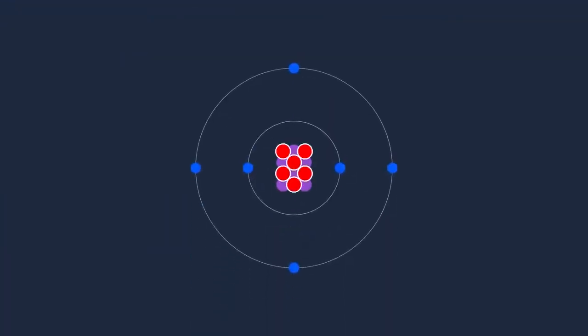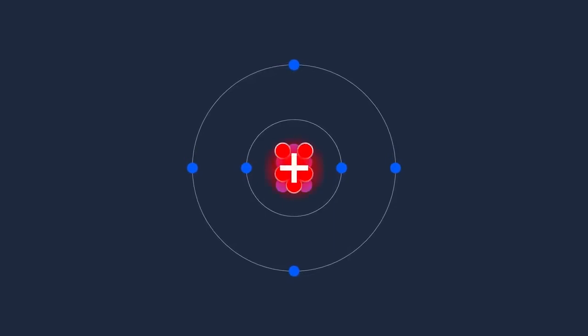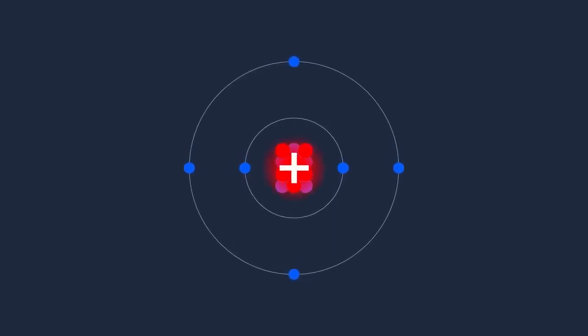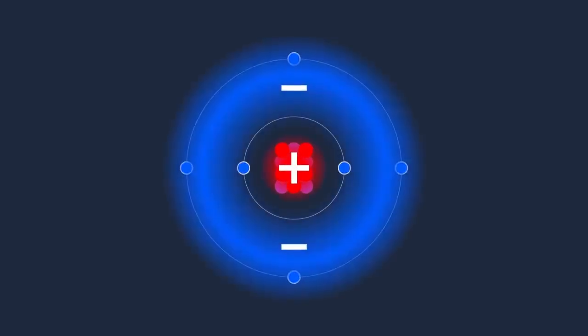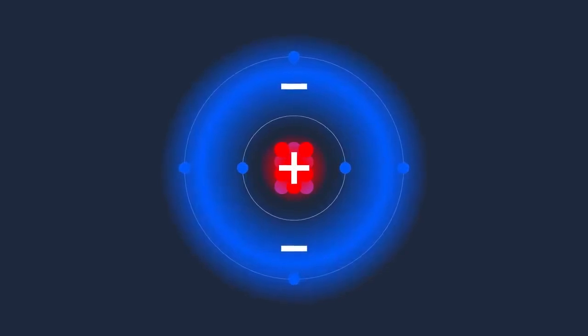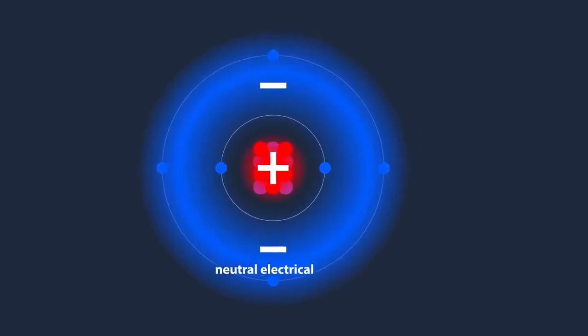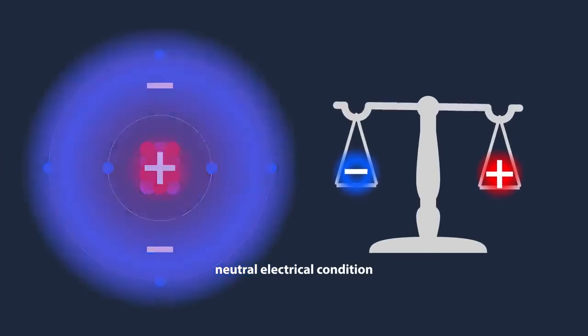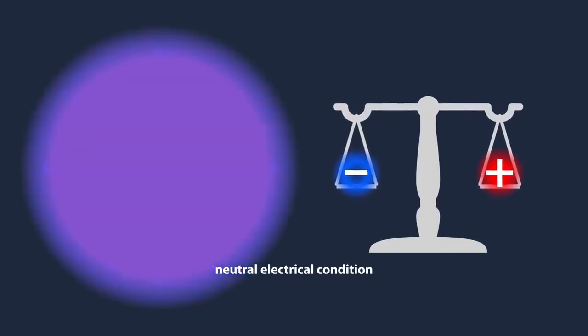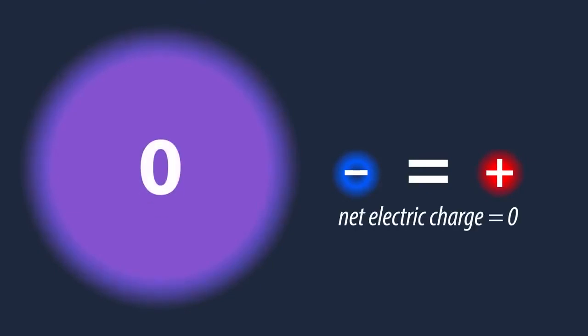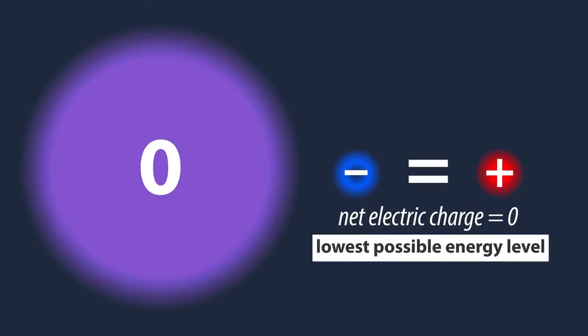The atom's protons account for the positive charge of the nucleus, and the electrons for the negative charge. In a stable, resting, or rather neutral electrical condition, these charges balance each other out within the atom. This gives the atom a net electric charge of 0. For each positive proton, you will find one negative electron. In this state, the atom is at its lowest possible energy level.